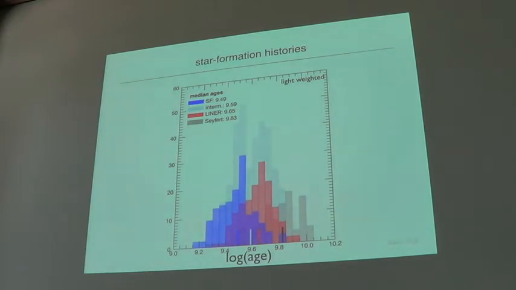Because this is clearly a galaxy with a much more complicated star formation history than you might find in an S0, for example, or an elliptical galaxy. Sure, but you will see that in every galaxy. You want to comment? I agree.